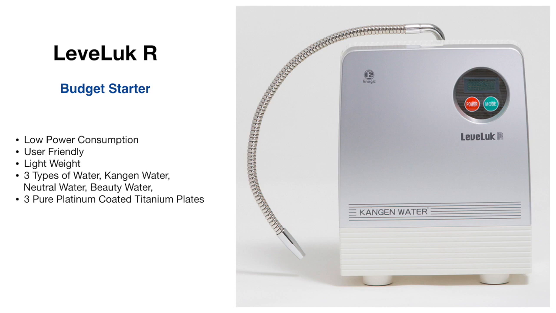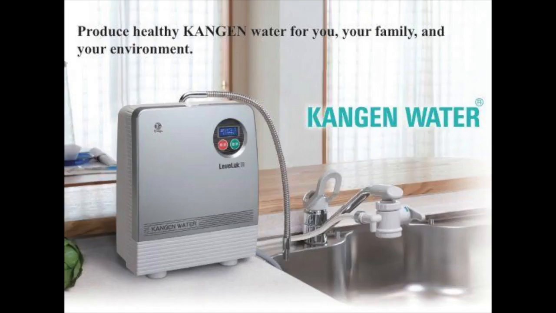Now, this next model over here is called the Level Up R, or the budget model, the starter model, and it's ideal for people who are traveling. And it's simply Enagic's most affordable machine on almost any budget. Again, like the Junior model, it has 3 titanium plates, but it only produces 3 types of water: the drinking Kangen water, the neutral water at a pH of 7, and the beauty water.